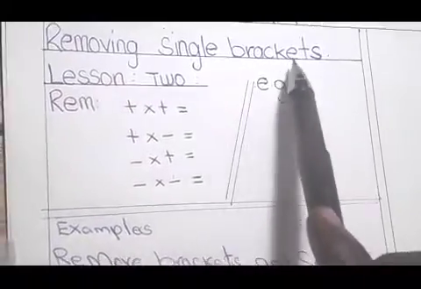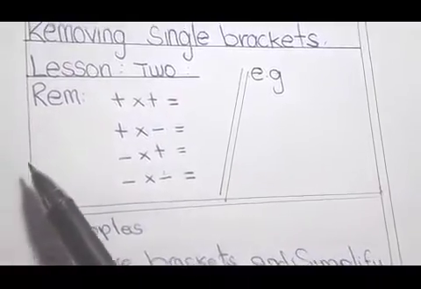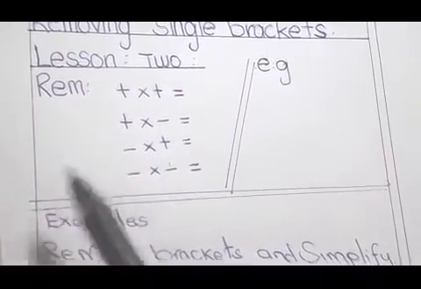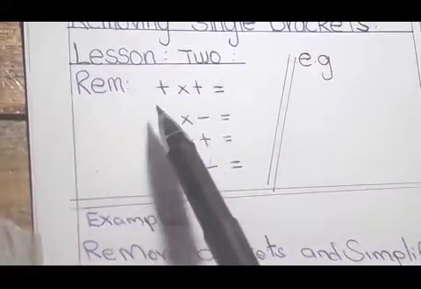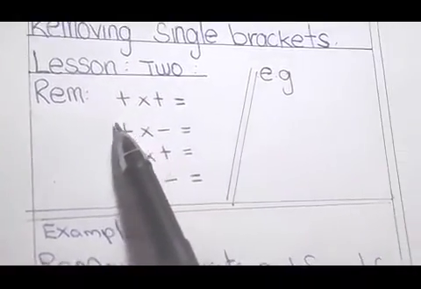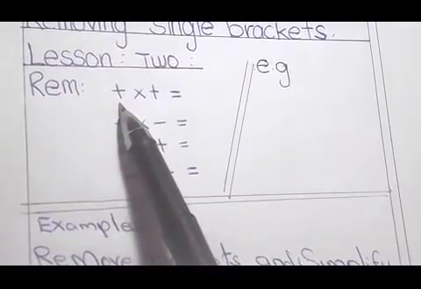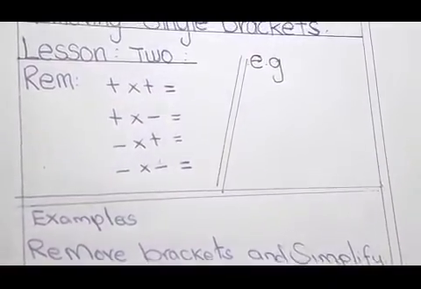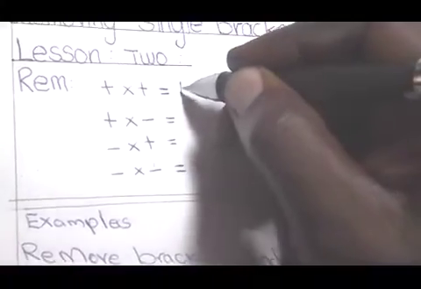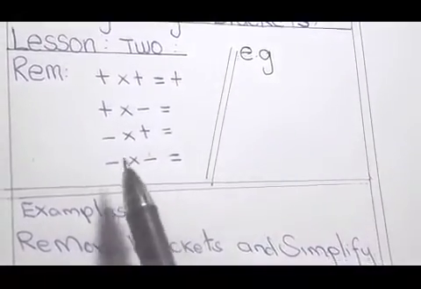Removing single brackets. Under lesson 2, I encourage you to remember this from Primary 5 when we were learning about integers. Your teacher taught you that when multiplying integers, for example, a positive times a positive, what do we get? I think you know that we get a positive. That is knowledge to remember.